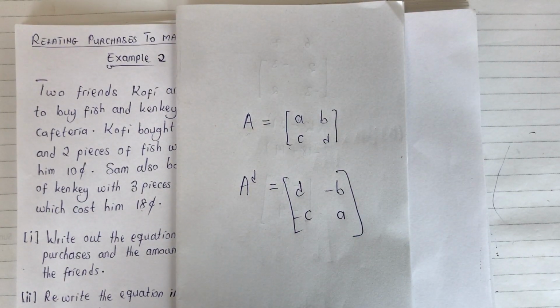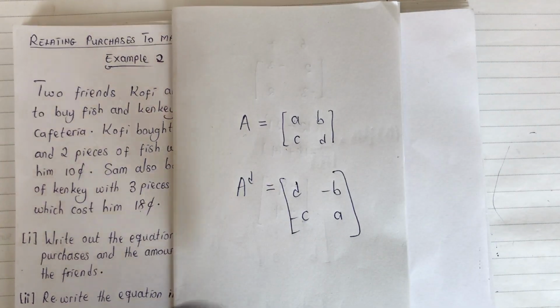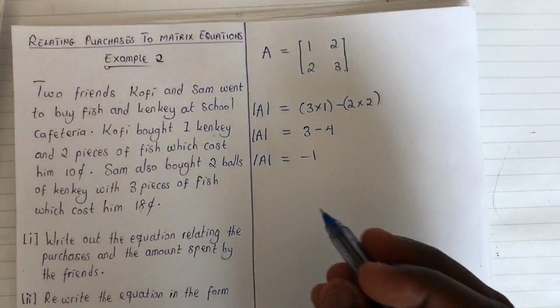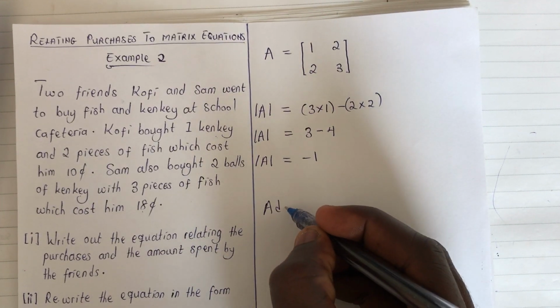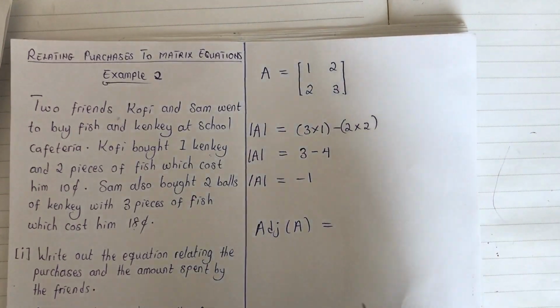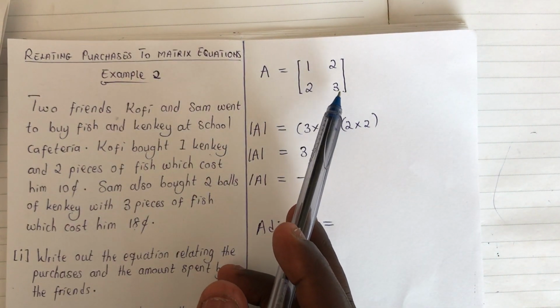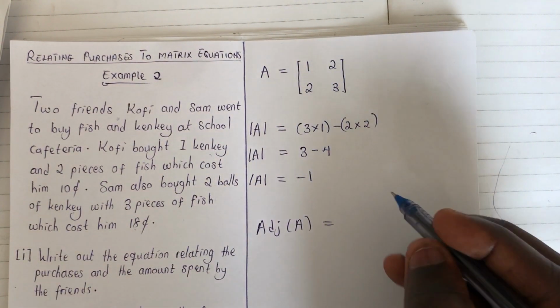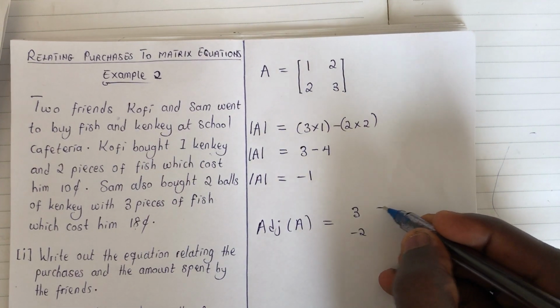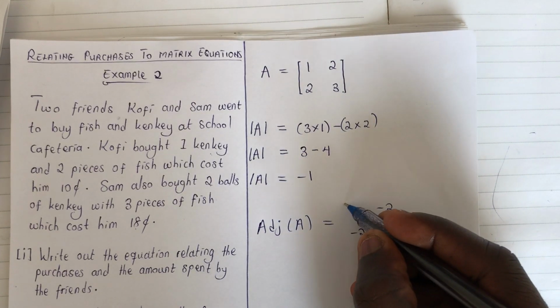This is not the same as a 3 by 3 matrix. There is a way we find it for 3 by 3 by using the cofactor. So now use this rule to find the adjoint of what? The matrix A that was given to us. So let's say adjoint of A is giving us, now interchange 3 and 1. So now we have 3, negative 2, negative 2, 1.